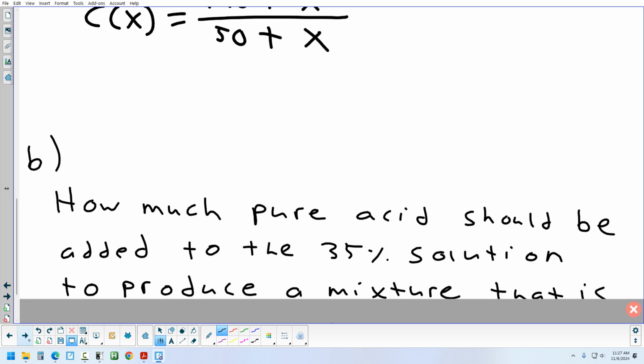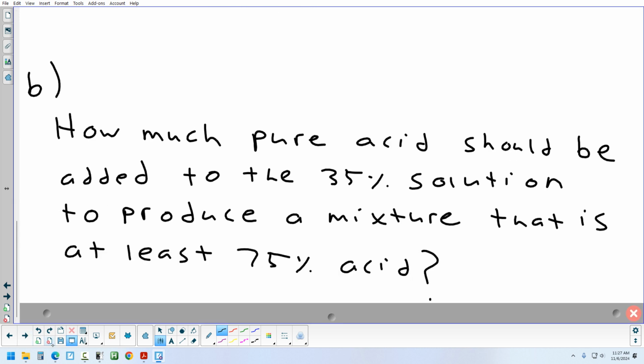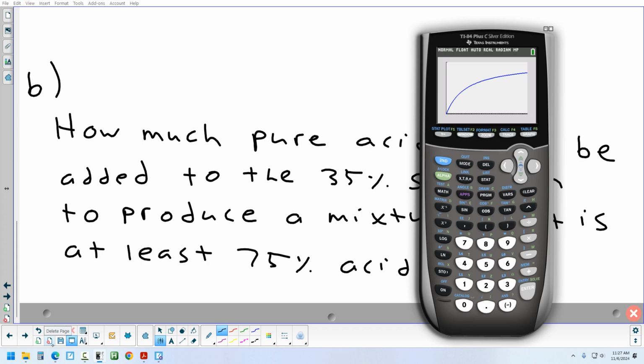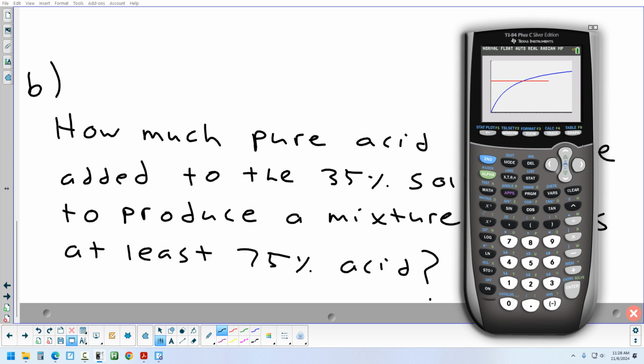So now they want us to figure out how much acid do we have to pour in to make the mixture exactly 75%. So we want to increase the concentration by 40%, from 35 to 75. So what do you think I'm going to add to the graph that I already have to see when the concentration hits 75%? Y equals 0.75. Right, we're going to add a line in at y equals 0.75. So we're going to mark where the concentration hits 75%. Okay, so that's where it hits it.